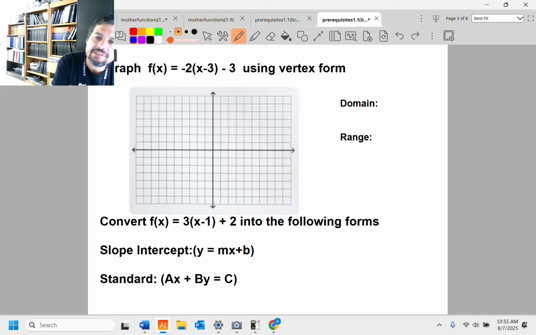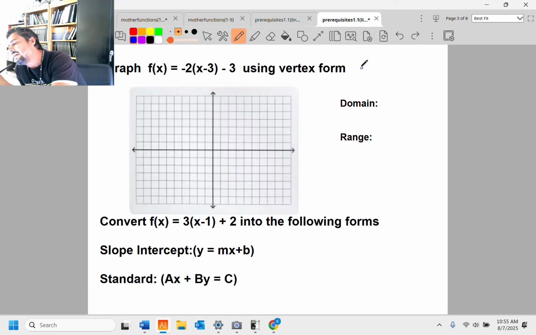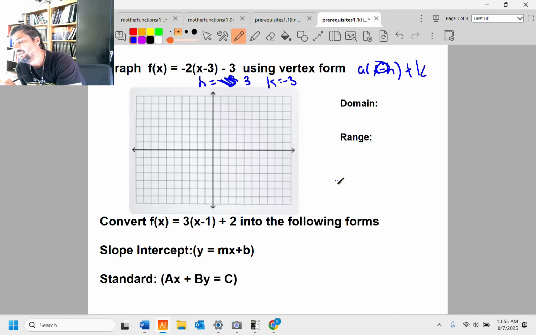All right, graph f of x equals -2 times x minus 3 plus k using vertex form. So the form of vertex form is a times x minus h plus k. A lot of kids will tell you that h is -3. It's not, because the form has the minus sign. H is 3. Change sign, keep sign. K is -3. And what this tells me is that there is a point on this graph at 3, -3. Pay attention to that, because often in Algebra 2, if you leave a set of parentheses, you will change its sign.